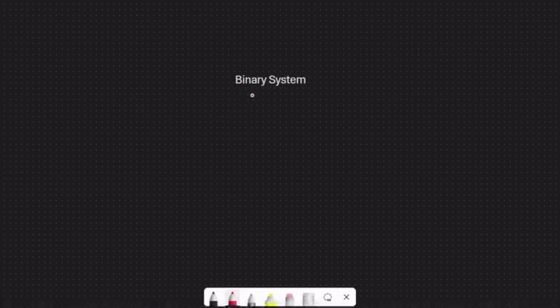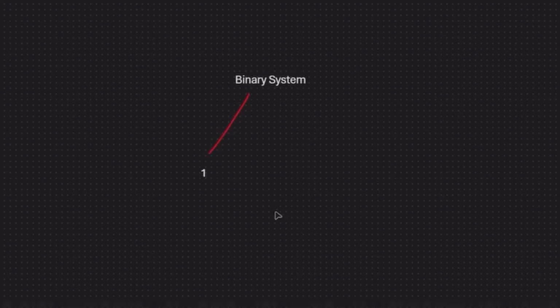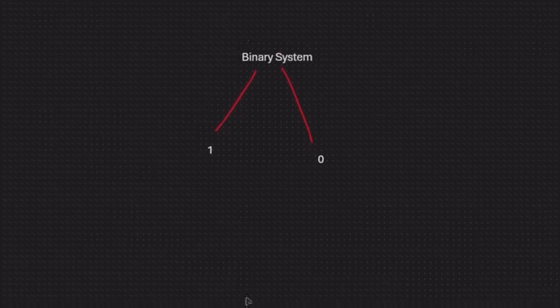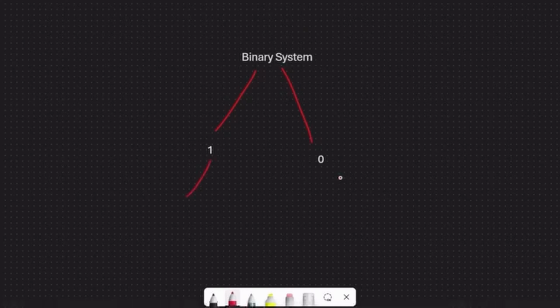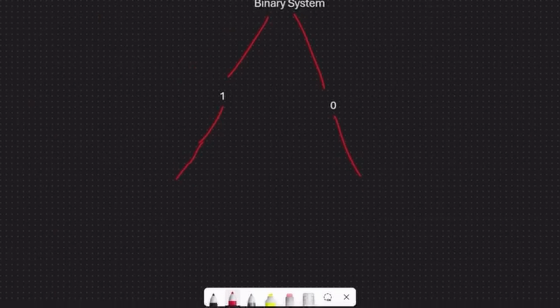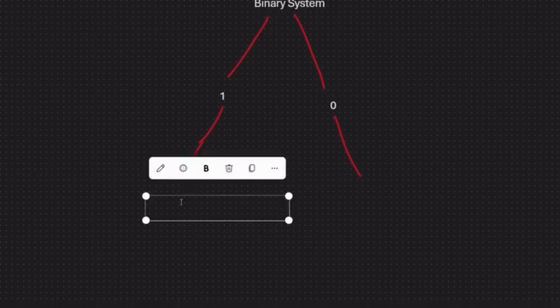Now that we know what a number system is, let's try and understand how the binary system works. In binary, there are two key terms, on and off. On is represented by 1 and off is represented by 0.